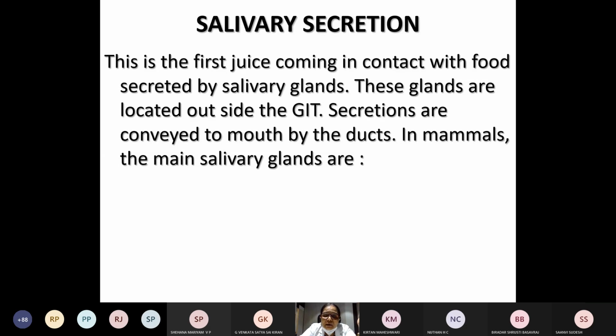I will continue with salivary secretion. Actually, you know that my class is not there according to the timetable, but Dr. Goharban is on leave, so I am taking her class. Okay.